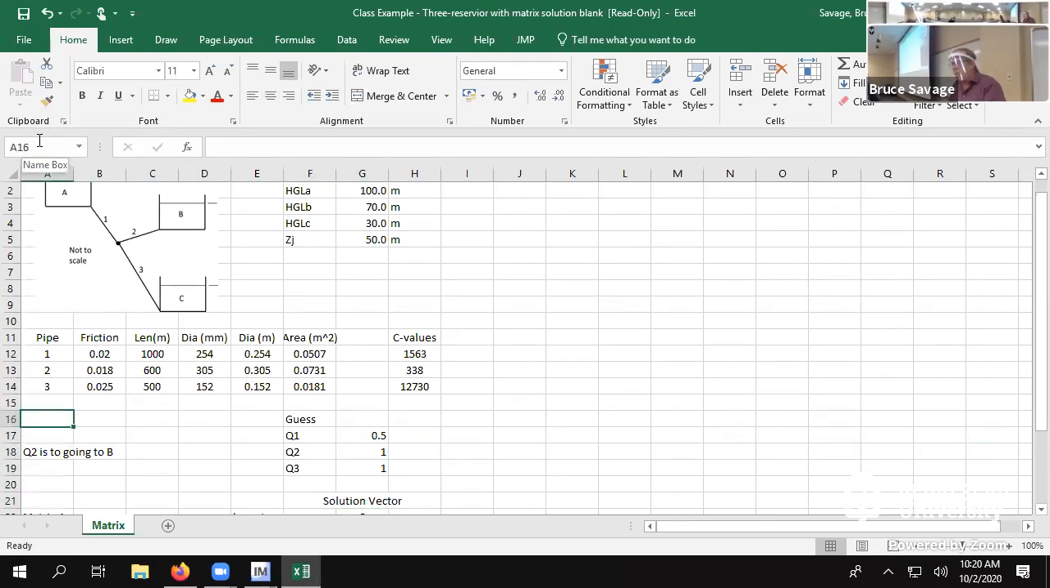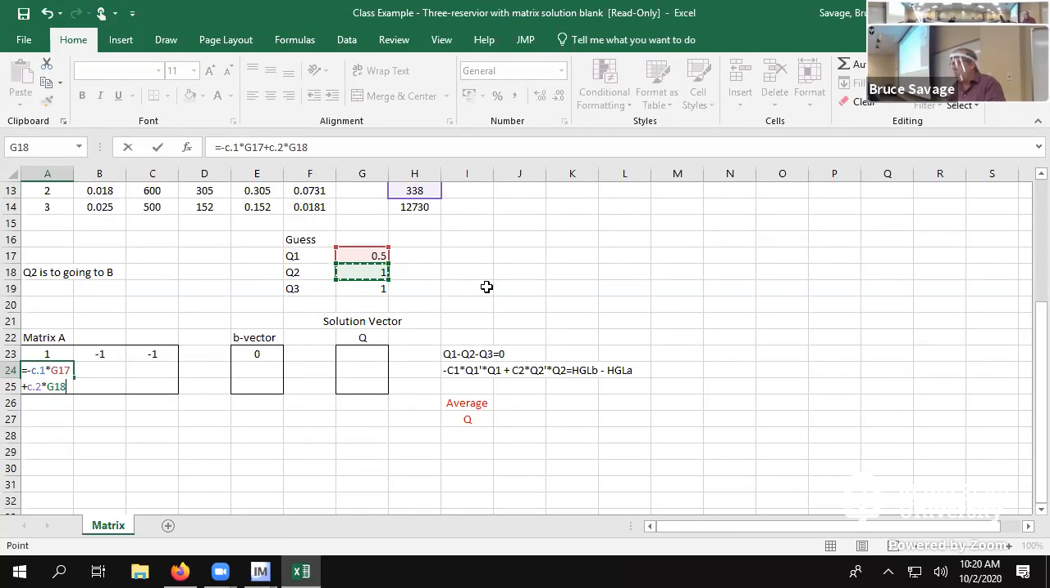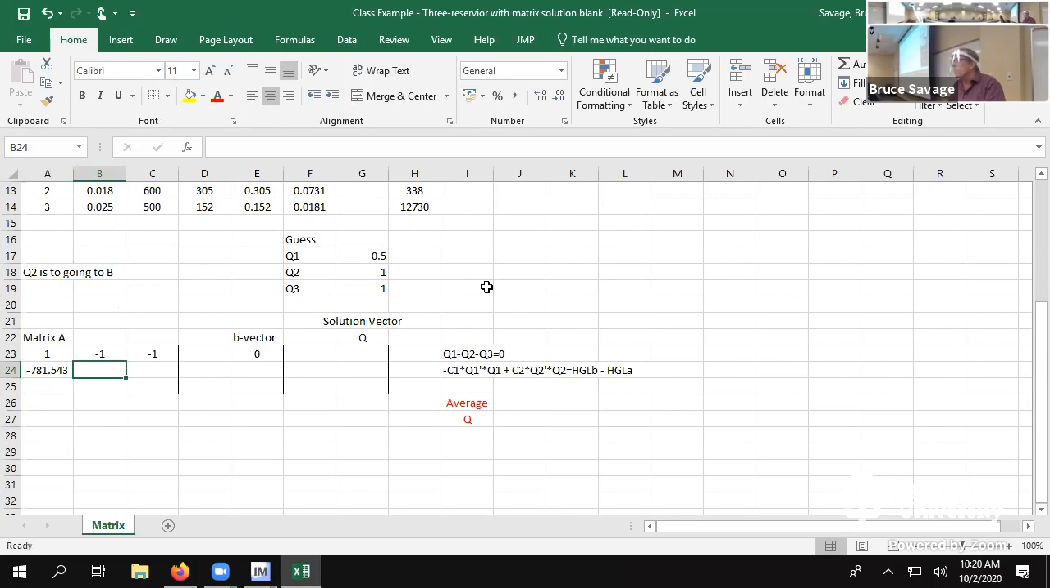So now I come down here to my matrix, and I'm going to go minus C1 times Q1 prime, or Q1 old, which is my guess up here, right? And then it's going to be plus C2 times my old value of Q2. Whoops, I'm getting ahead of myself. That goes in the second one over here, right? Now I'm also getting ahead of myself.